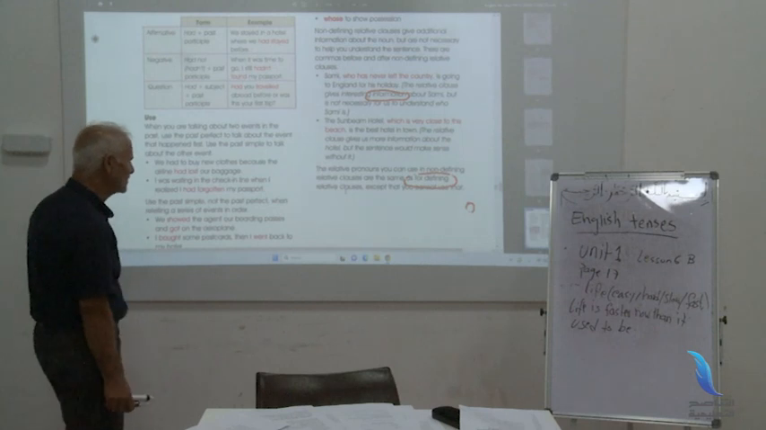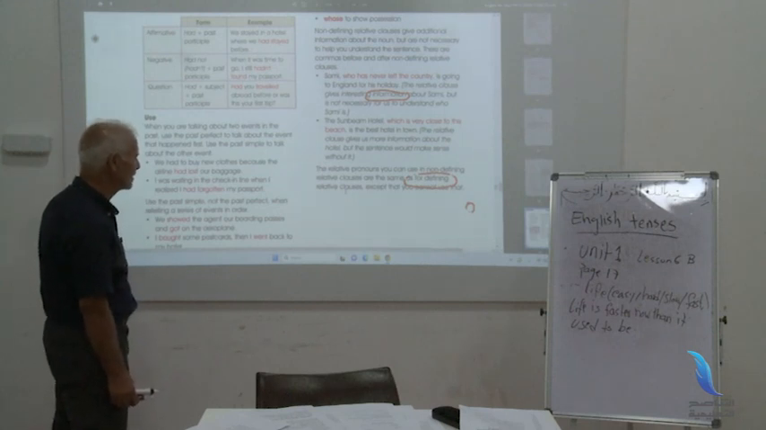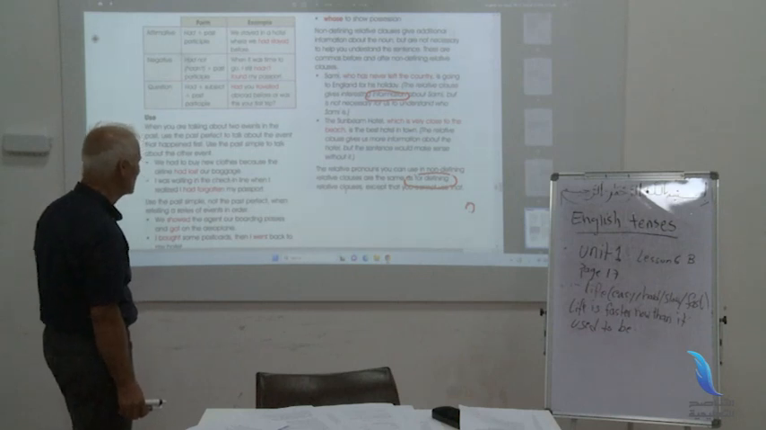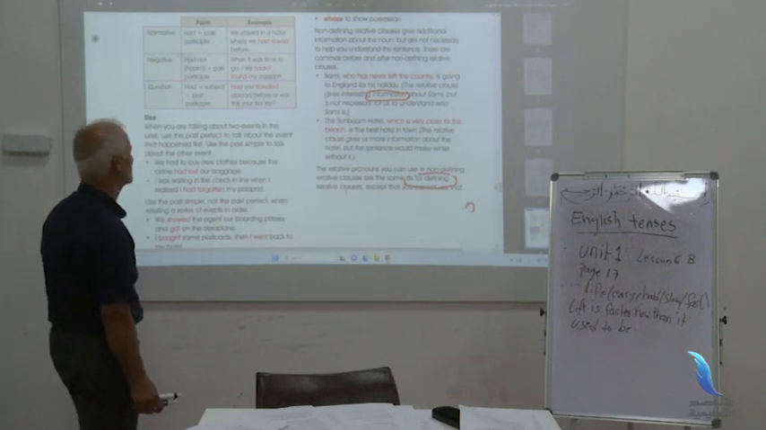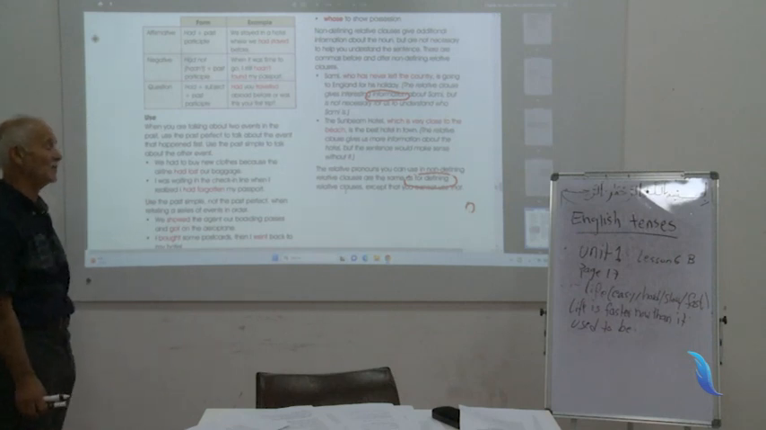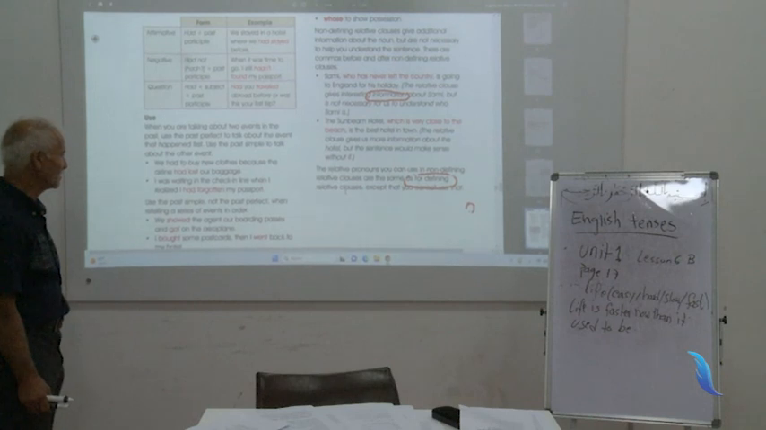I was waiting in the check-in line when I realized I had forgotten my passport. So which one happened first? Forgetting the passport happened first.